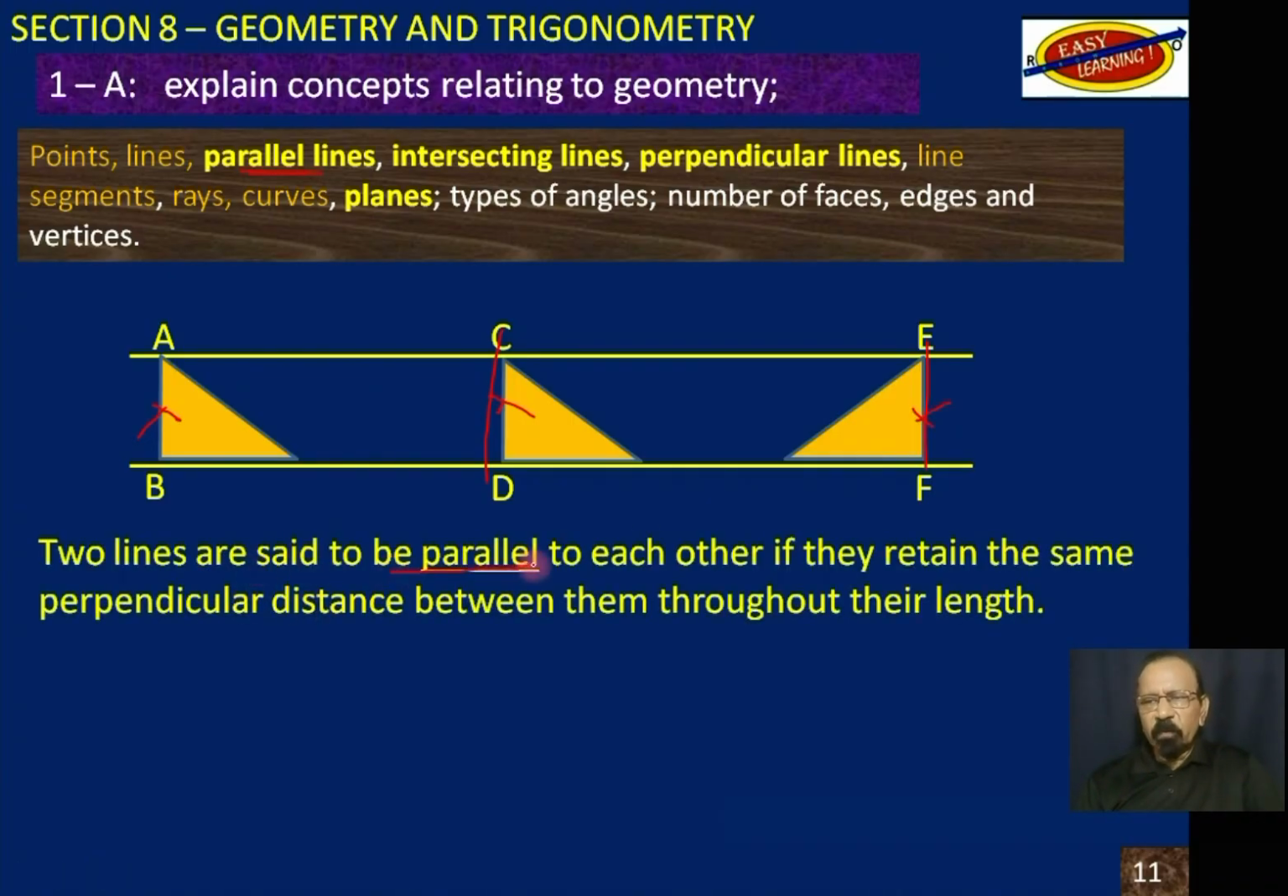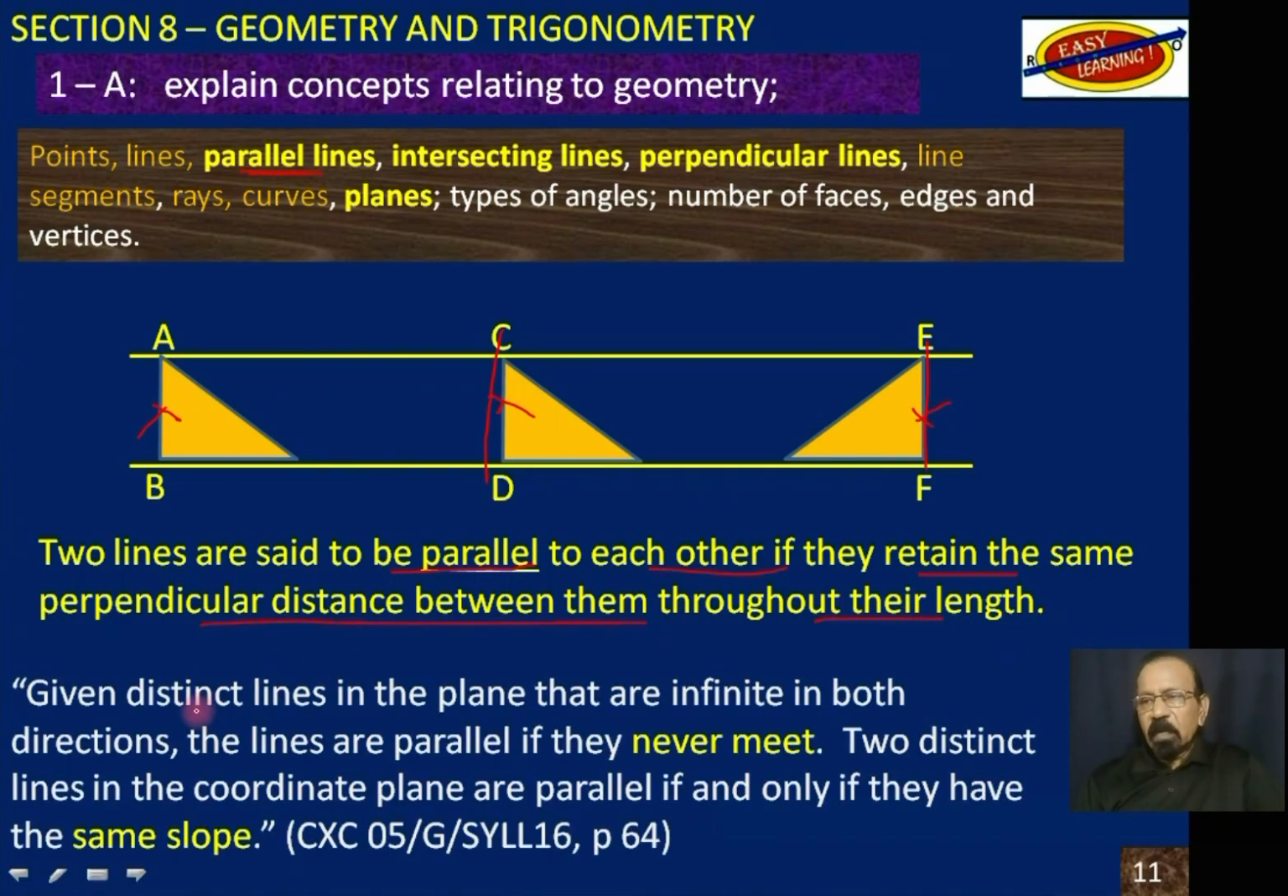So two lines are said to be parallel to each other if they retain the same perpendicular distance between them throughout their length. Your syllabus states it differently. Given distinct lines in the plane that are infinite in both directions, the lines are parallel if they never meet. Or you could say that differently. Two distinct lines in the coordinate plane are parallel if and only if they have the same slope. But we already talked about that in algebra.